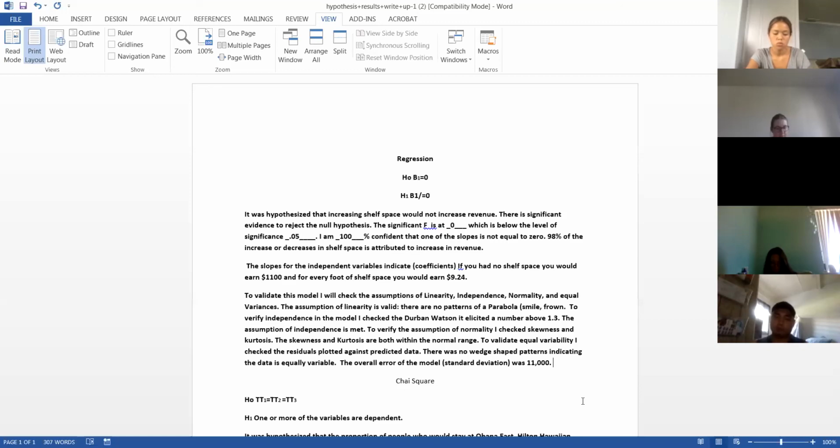To validate independence in the model, I checked the Durbin-Watson. It elicited a number above 1.3. The assumption of independence is met. To validate the assumption of normality, I checked the skewness and kurtosis. Both were within normal range. My p-value is accurate. To validate equal variability, I checked the residual plots, residuals against predicted. There were no wedge-shaped patterns, indicating that the data was equally variable. The overall error in the model was $11,000, right?